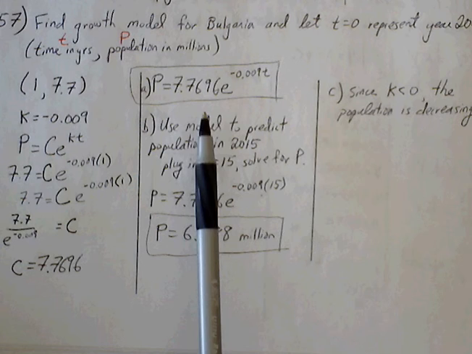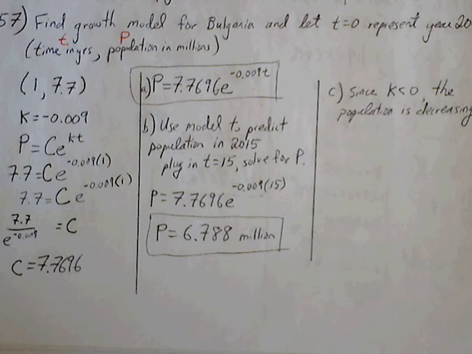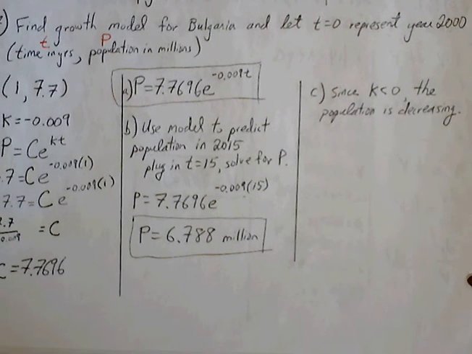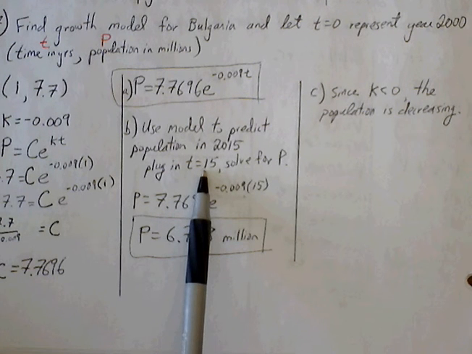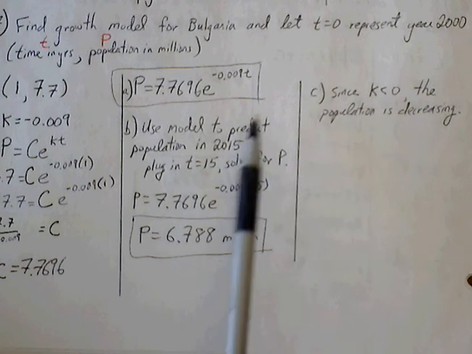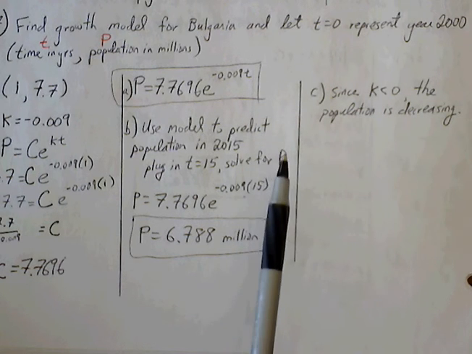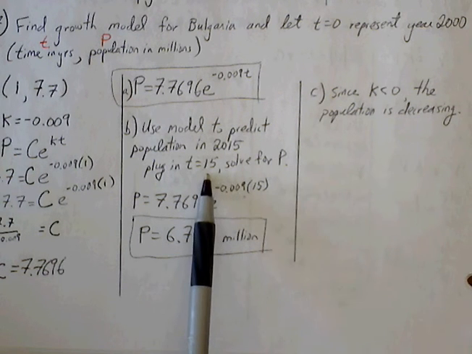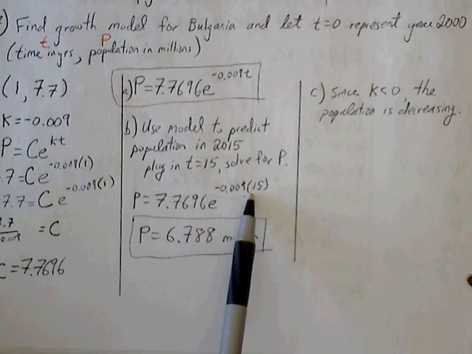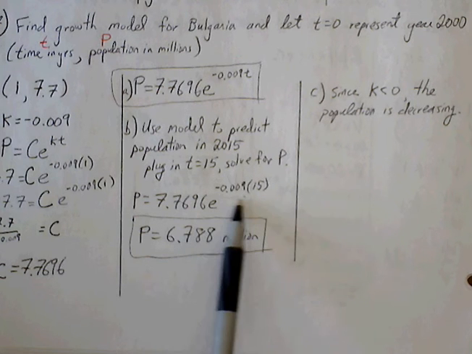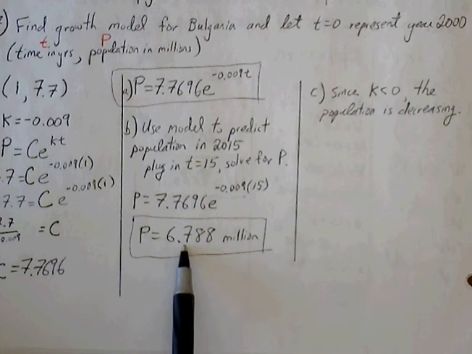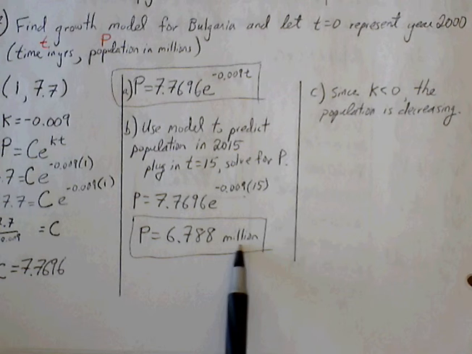For part B, use the model to predict the population in 2015. So in 2015, we know that means t must be equal to 15 because t equals 0 represents the year 2000. So we can simply plug 15 in for t and solve for p. Plug all this in, and we get p is equal to 6.788, and that will be millions of people.